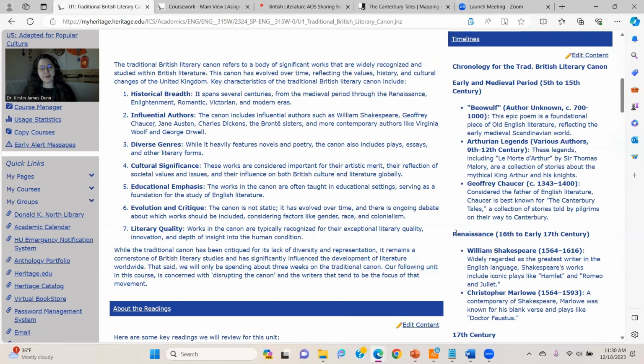That said, we will only be spending about 3 weeks on the traditional canon. In fact, each unit lasts about 3 weeks in this course. Our following unit in this course is concerned with disrupting the canon. So we start this unit, this 3 weeks, looking at the traditional canon. Then we're going to talk about the movement to disrupt the canon, to make the canon more inclusive. And we'll be focusing on those writers next. But for the moment, we're looking at the traditional literary canon.